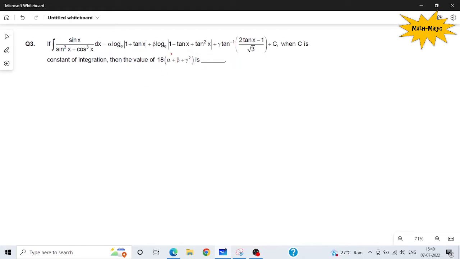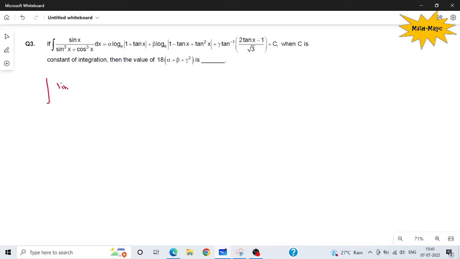So to find the value of the required expression, we have to solve this integral, and the answer of this integral will be in these terms. Then by simple comparison we will get the value of alpha, beta and gamma, and then by substituting in this expression we will get the required value. So our task is to solve this integration.